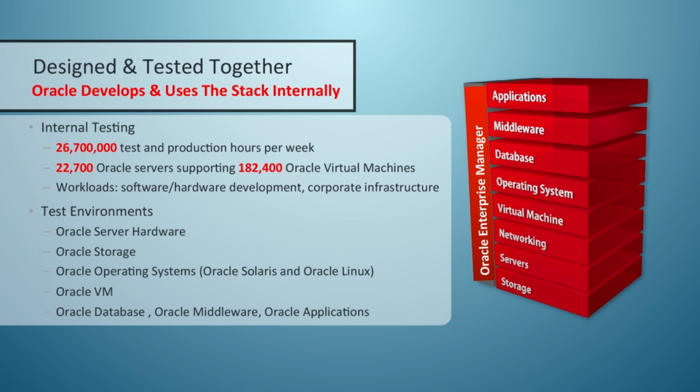Oracle product development heavily uses Oracle VM. As you can see from the statistics, there's over 26 million test and production hours per week running on top of Oracle VM. There are over 22,000 servers running over 182,000 virtual machines. The workloads are for both software and hardware development and corporate infrastructure. They are running on Oracle hardware, storage, Solaris, Linux, and running on top of Oracle VM. The workloads include database, middleware, and Oracle applications.